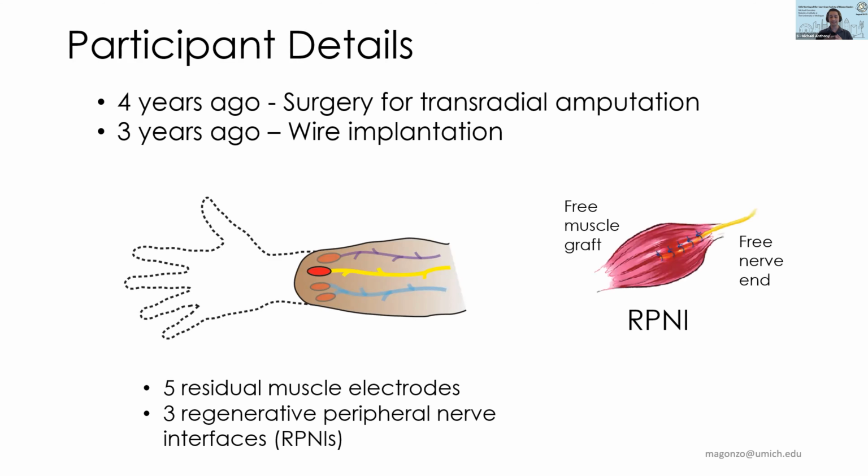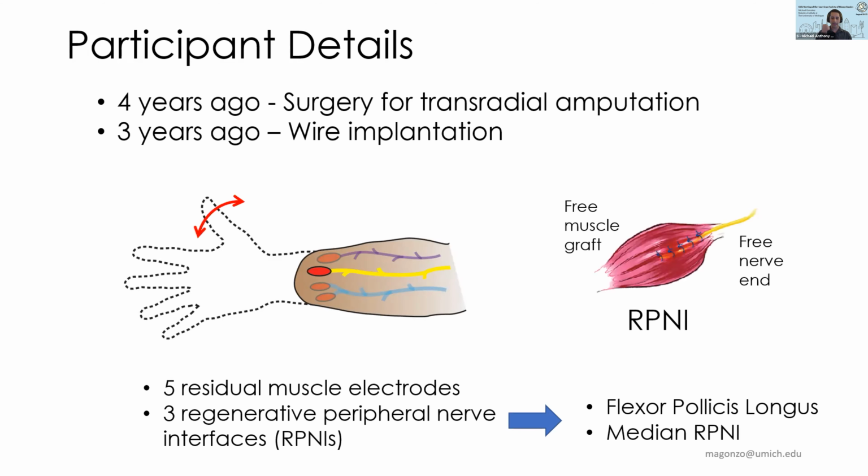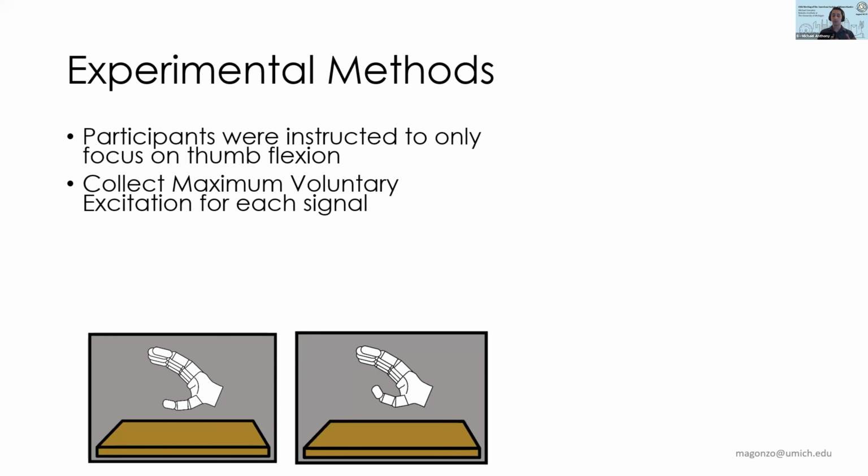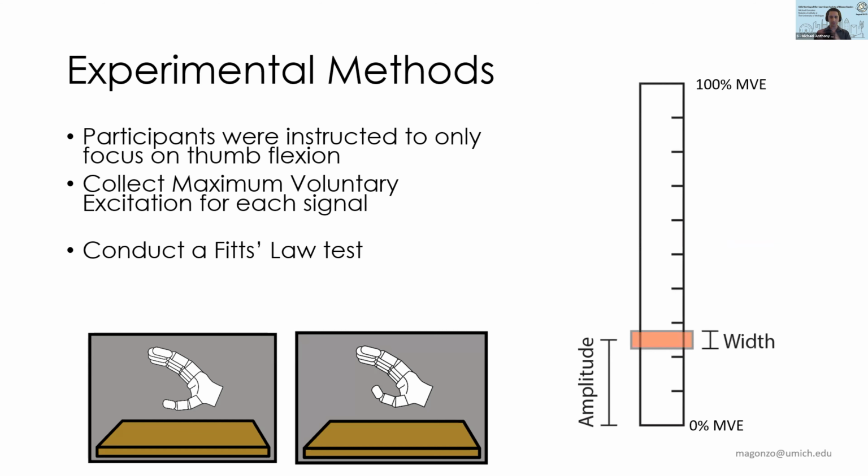For our experiment, we were interested in studying different signals that corresponded to the same functional movements of the phantom hand, and we decided to observe the participant's ability to control signals from the flexor pollicis longus and an RPNI created for the median nerve, which both showed high activation when the participant flexed their phantom thumb. During the course of our experiment, the participant was asked only to focus on this phantom thumb flexion. We first collected a maximum voluntary excitation for both the FPL and the median RPNI channels by asking the participant to flex their phantom thumb as hard as possible and taking the highest value of the filtered, rectified, enveloped, and integrated muscle activity. The MVE was then used for normalizing target amplitudes and widths.